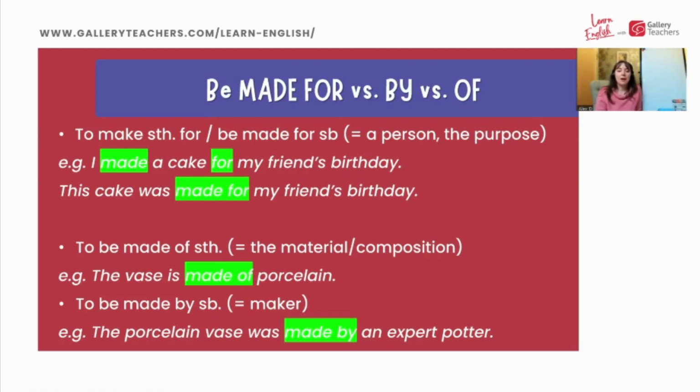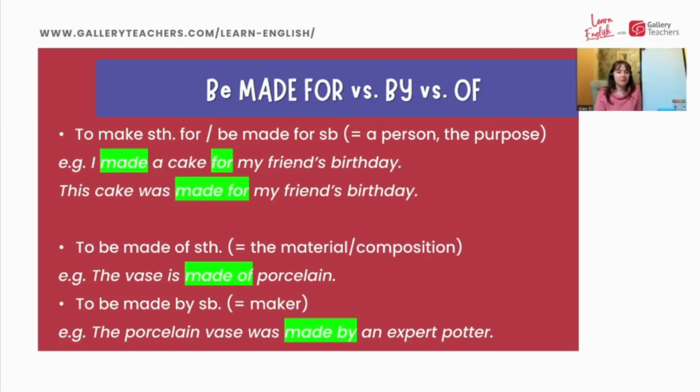Example, I made a cake for my friend's birthday. That's a nice active sentence. I made it for my friend's birthday. And in passive form, this cake was made for my friend's birthday.